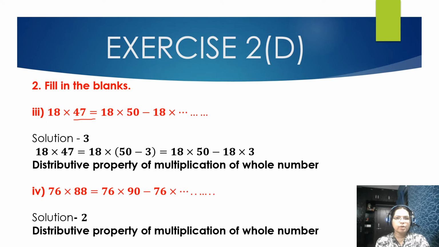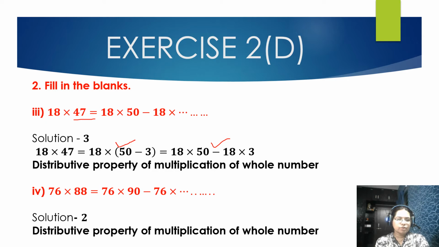So 18 multiplied by 47 equal to 18 multiplied by (50 minus 3), and 50 minus 3 is inside the bracket, equal to 18 multiplied by 50 minus 18 multiplied by 3. And this is the distributive property of multiplication of whole number over subtraction.